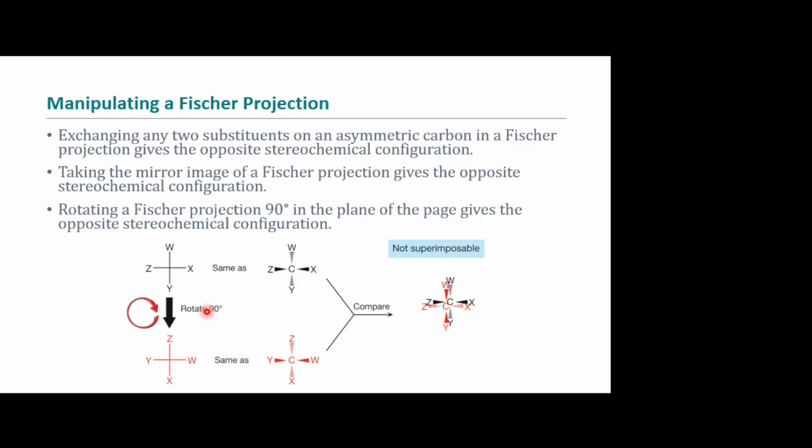So, exchanging the 2 substituents on an asymmetric carbon in a Fischer projection will always give you the opposite stereochemical configuration. So if we take this Fischer projection here and we rotate it 90 degrees, that's always going to give you the exact opposite enantiomer here. If we rotate a Fischer projection 90 degrees in the same plane, that'll give you the opposite stereochemical configuration. Again, see that these are non-superimposable mirror images of each other because we've rotated that. Basically, we flipped what was going in and out and what was coming out towards us, right?